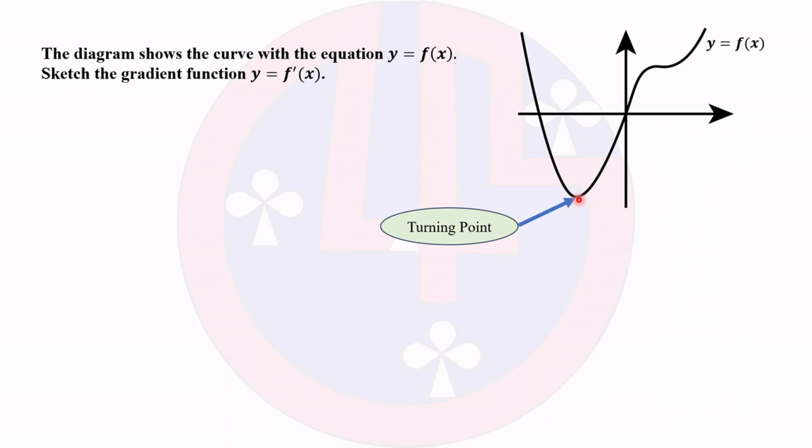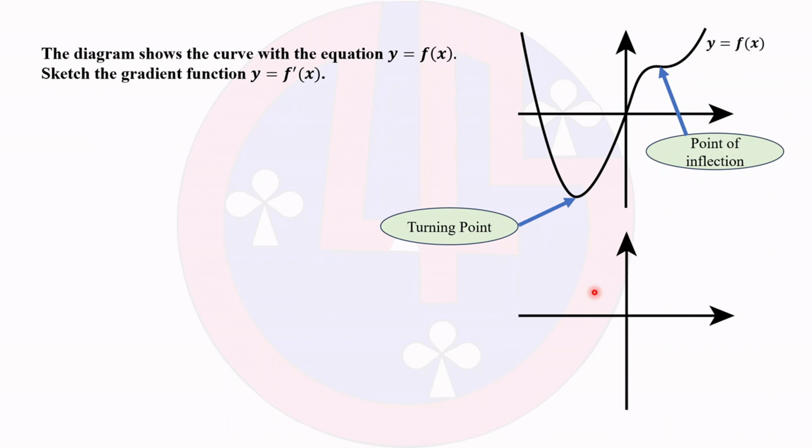Now here we know this point is the turning point, and here is one more point. This point is the point of inflection. Then first we can check these two points. At the turning point, we know the value of f'(x) is 0, and at the point of inflection, the value of f'(x) is also 0. So first we can mark those points.